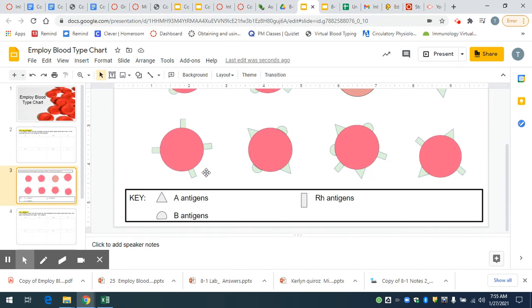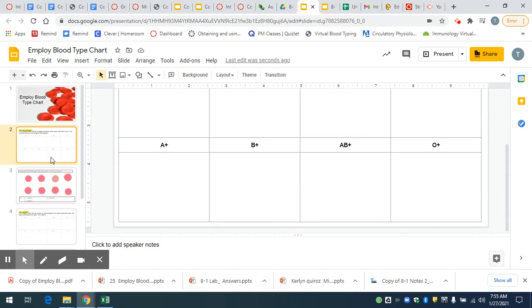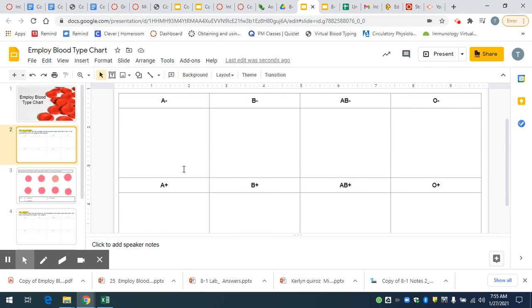And on the bottom here, it gives you a key. If it has a triangle, it's an A antigen. If it has a half circle, it's a B antigen. And if it has the rectangle, it's an Rh antigen. Remember that the antigen is what tells you the type it is. So the antigen would match the blood type here.